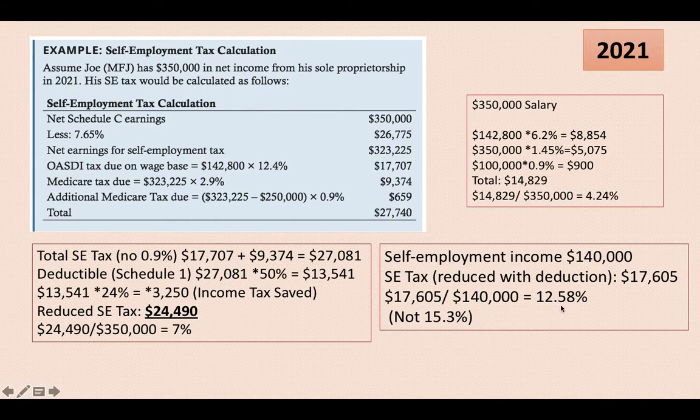So 12.58% really is the rate you are paying. So you are not paying 15.3%.